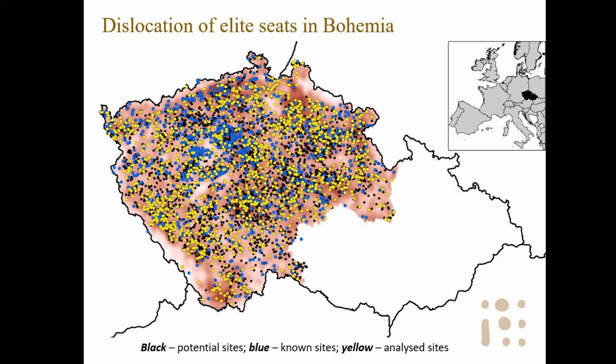However, actually, it's not so much true, because if you see the red underlying layer, that is the spread of the medieval settlement. And actually the seats are almost everywhere where the settlement was. So the holes in the data are not a structure in the distribution of seats, but a structure of the distribution of the settlement itself.